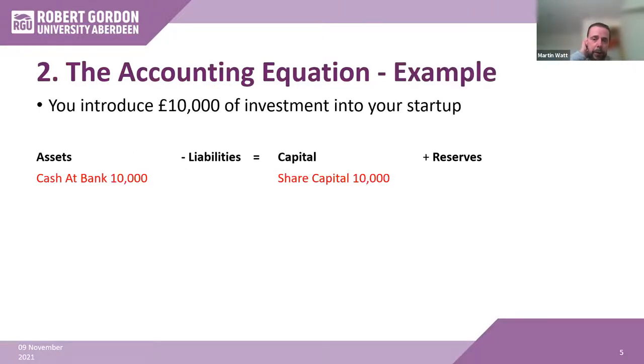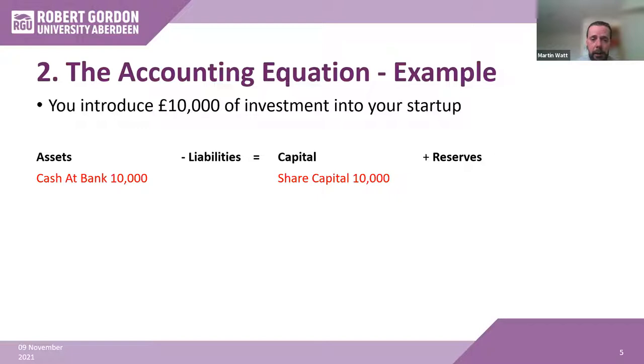So just to kick off here with a very simple transaction, we introduce £10,000 of investment into your startup organization. All we've got here is cash at bank becomes £10,000, and that would be equal to the share capital of £10,000. So nice and easy. In other words, we can quickly see that the balance sheet balances by using the accounting equation.